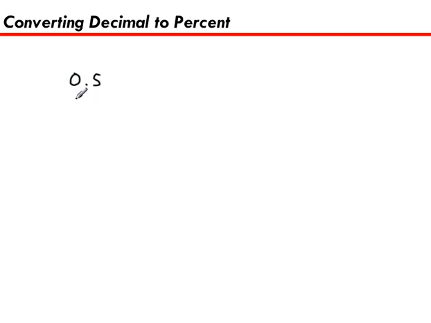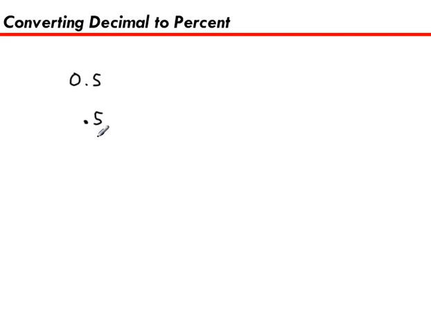So the first thing I'm going to do is drop this 0, since it doesn't actually factor into our final answer. In other words, it's nothing. It's just a placeholder. It doesn't really matter. So I could just write the number again, 0.5. Okay, now I multiply my number by 100.